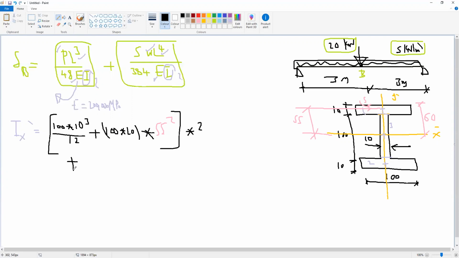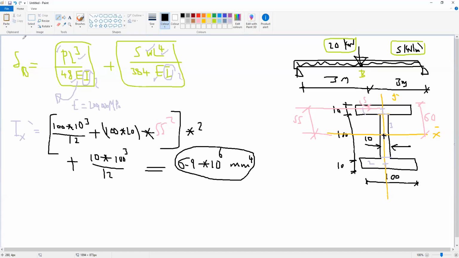Plus Ix dash for area 3 will be the parallel to x, which is 10, multiplied by the normal to x, which is 100 to the power 3 divided by 12. And because the centroid of area 3 coincides with the centroid of the whole section, the second term is not applicable here. So Ix dash will be 6.9 multiplied by 10 to the power 6 millimeter to the power 4.